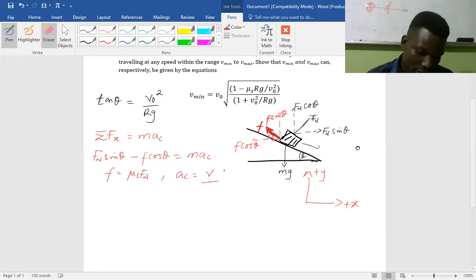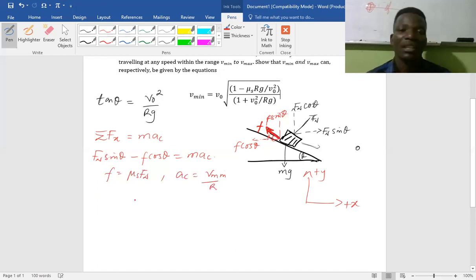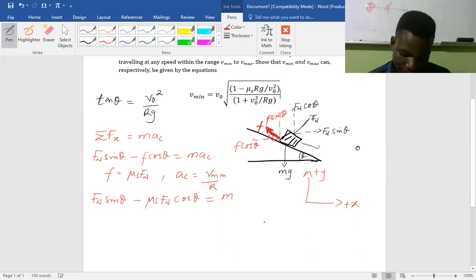And this velocity is going to be the minimum when we have friction in that direction. Minimum over R, like that. So let's substitute that. We're going to have normal force sine theta minus that is equal to mv squared over R.